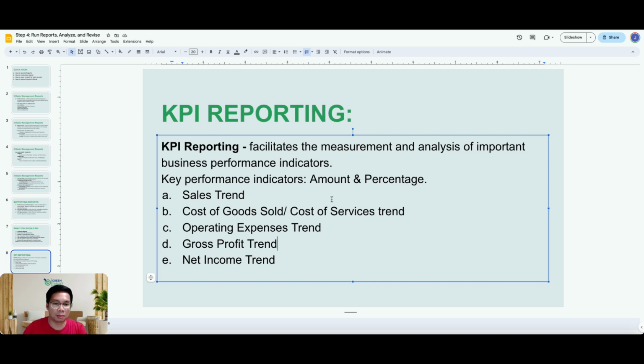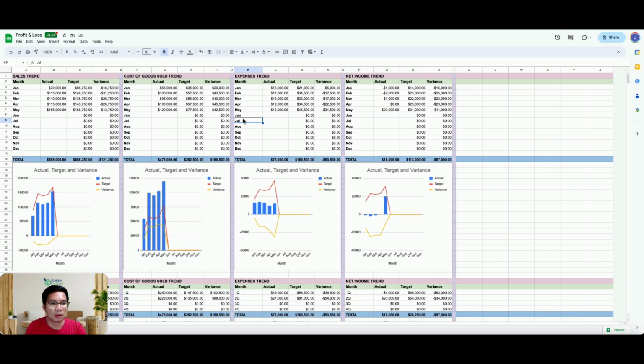Now let's look at an example of a KPI report. So here, in a profit and loss KPI report, we have sales trend in amounts and a chart that shows it visually, cost of goods sold, expenses, and net income. So using this KPI reporting, you can easily see if your sales are going up or down, cost of goods sold and expenses are going up or down, and how your net income is growing or losing.